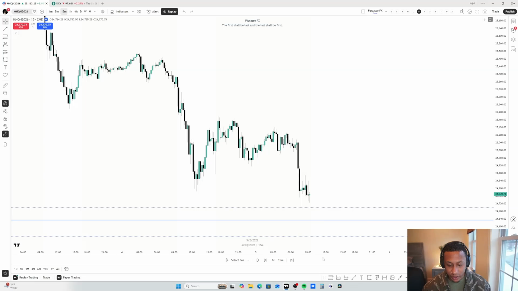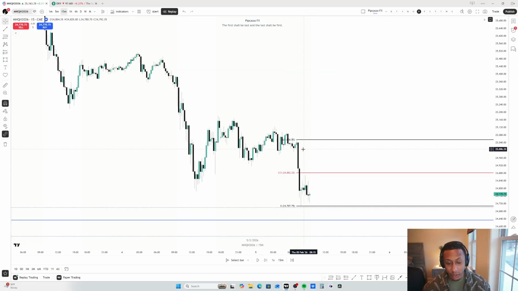Where's the current dealing range that we're in? So where's premium? Up here. So if I'm looking to sell, I have to sell up in this area. So between these areas right here, this is where I have to sell. So this is the area, this is a premium. Down below here is discount.